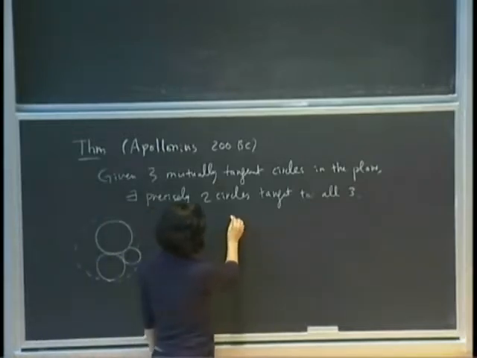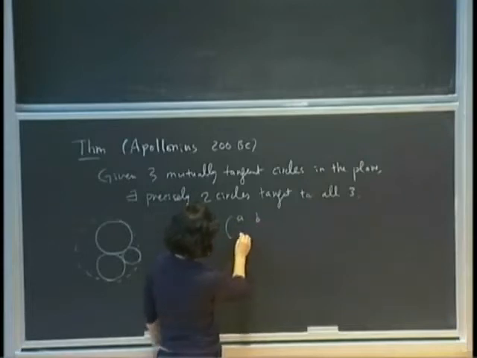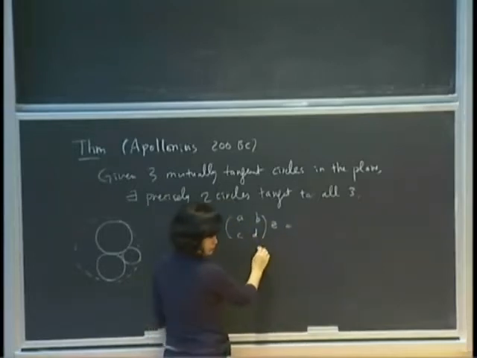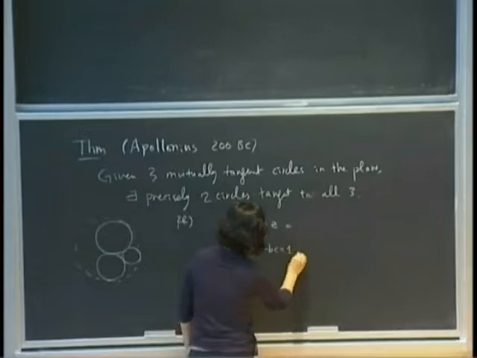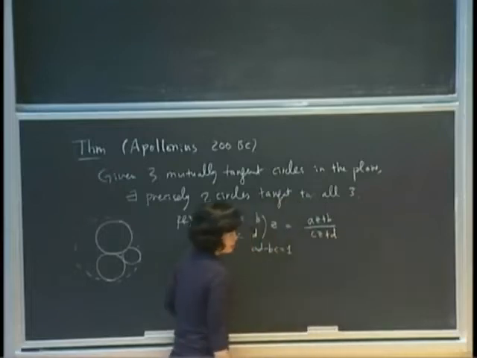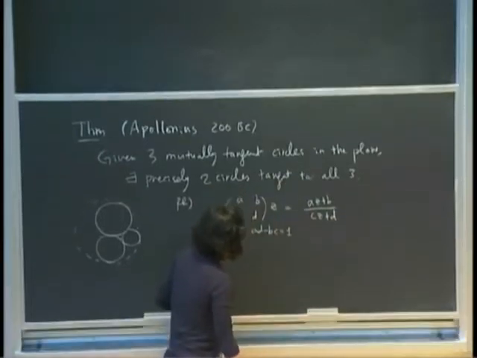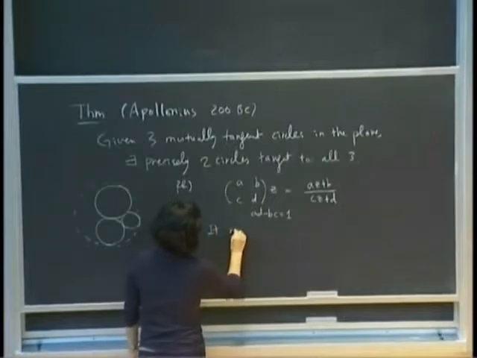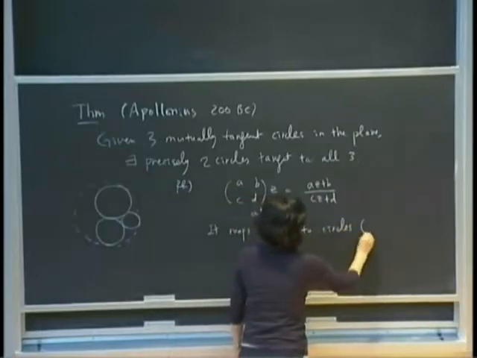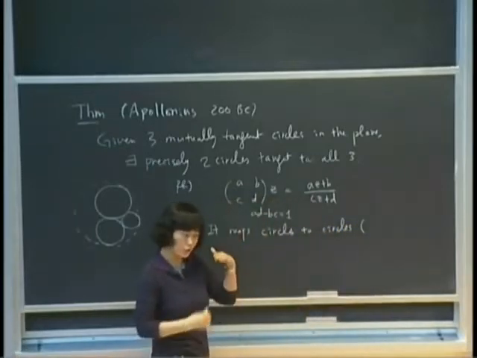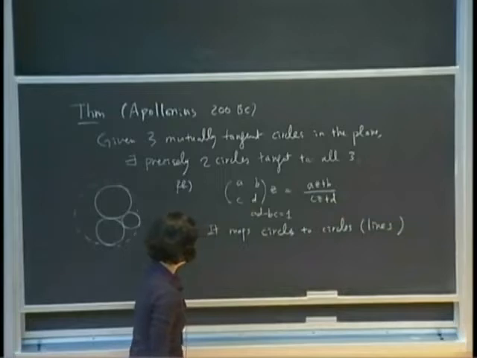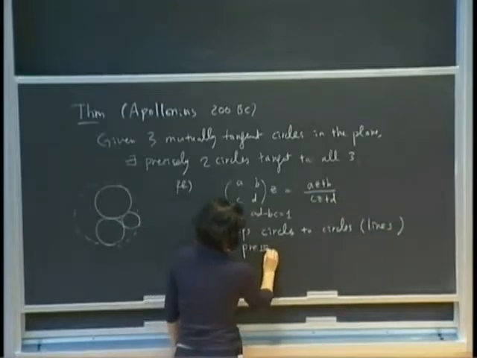By Möbius transformation, we simply mean this linear fractional transformation: for a matrix (A, B; C, D), z goes to (Az + B)/(Cz + D), where A, B, C, D are complex and the determinant AD minus BC has to be 1. Its well-known property is that it maps circles to circles. In this talk, when I say circle, it always includes lines, so lines in the plane are also circles. And it preserves angles between them.